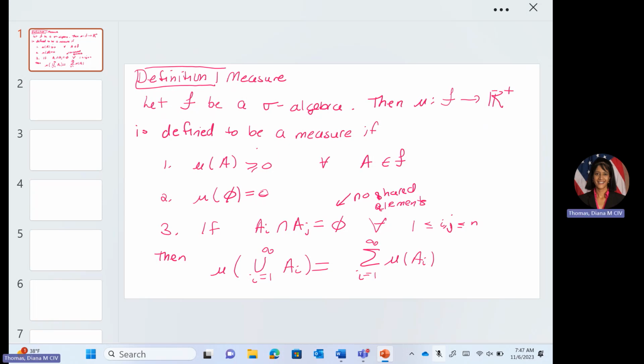So I can give you a quick example of a measure. Define mu to be infinity everywhere except the empty set, and define it to be 0 there. That's called the trivial measure.